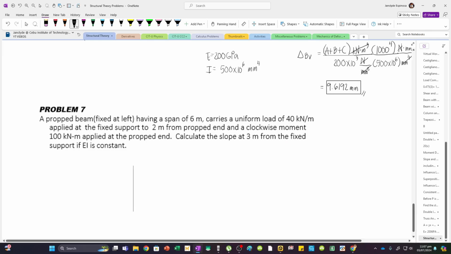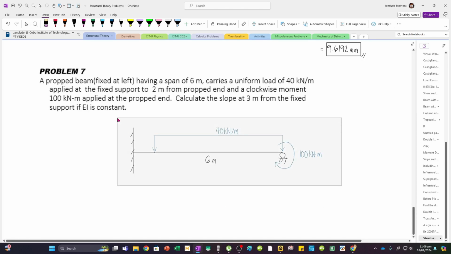So we first have to draw the problem, because there is no figure. So we have a propped beam fixed at the left. This has a span of 6 meters. And then it carries a uniform load from the fixed support to 2 meters from the propped end. Now the propped end is right here. So from 2 meters from the fixed support, that's where the distributed load starts, and then it will extend up to the propped end. So this is 40 kN per m. And then we have a 100 kN·m load applied at the propped end, acting clockwise.